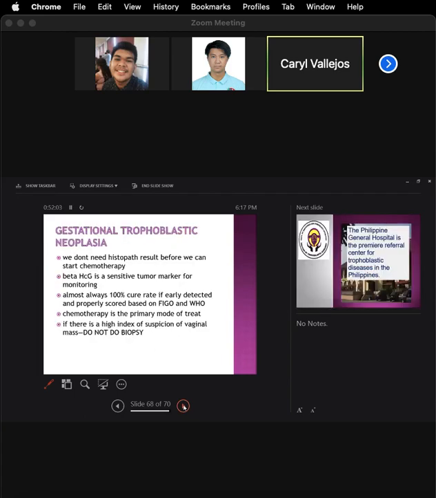So this is the last part. For the GTN, we do not need histopath result before we can start your chemotherapy, because the beta hCG is a sensitive tumor marker for monitoring. Almost always 100% cure rate if early detected and properly scored based on FIGO and WHO scoring. Chemotherapy is the primary mode of treatment. And if there's a high index of suspicion of vaginal mass, please do not do biopsy.